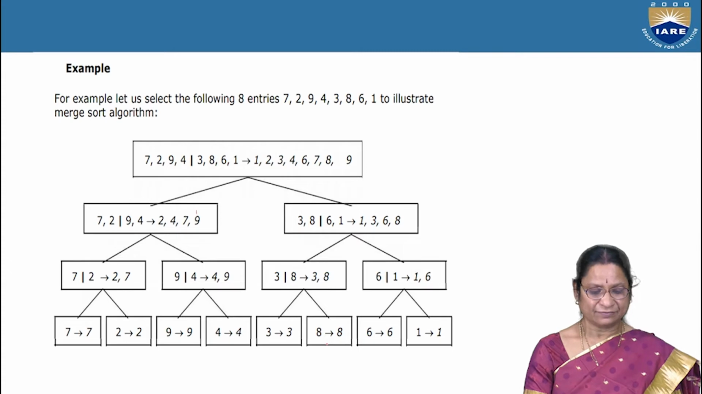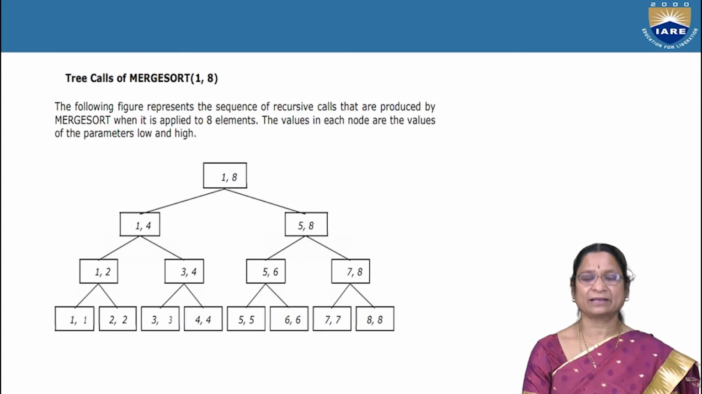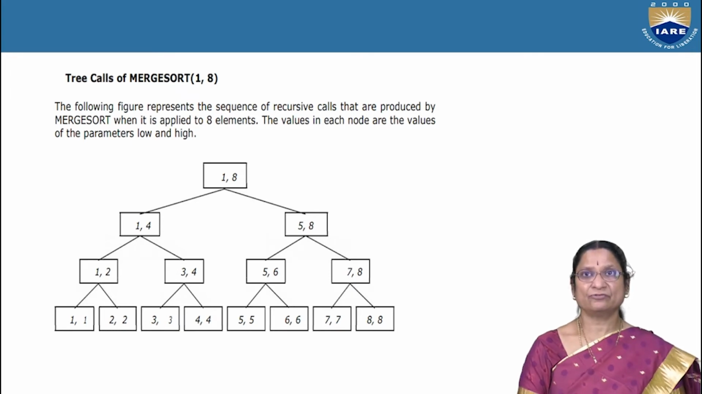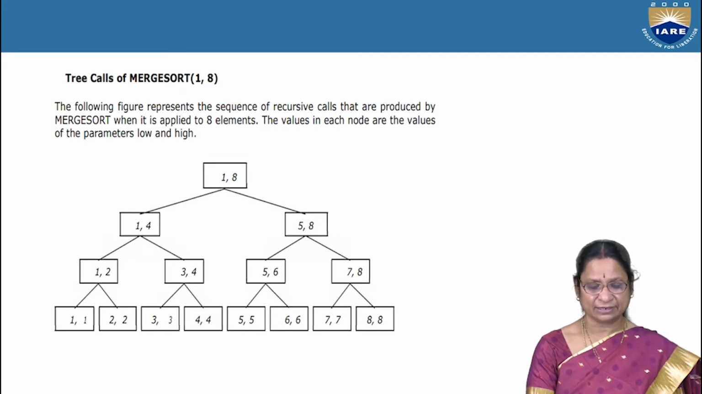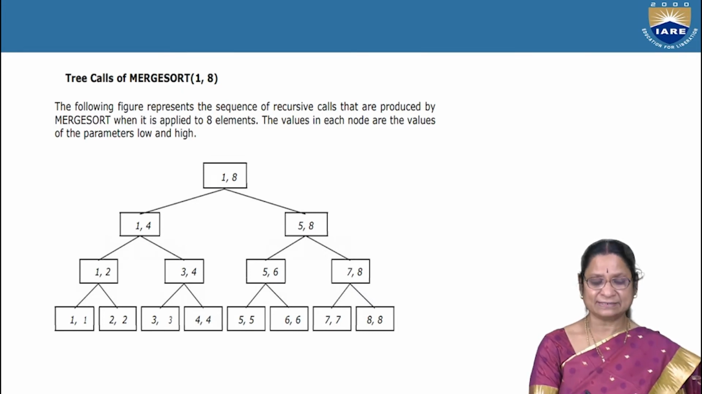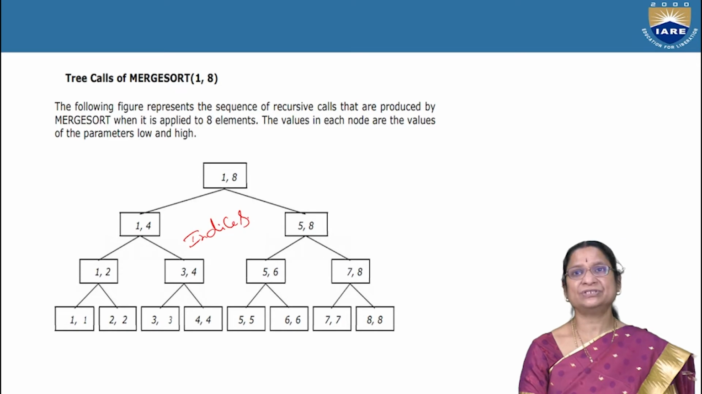And 7 to 7, 2 to 2 means single elements are there. Merging starts here back. And the respective indices are like this actually. First array is 1 to 8, second array is 1 to 4 and 5 to 8. And 1, 2, 3, 4. All these are indices. That means we are using the same array till this division process is continued.